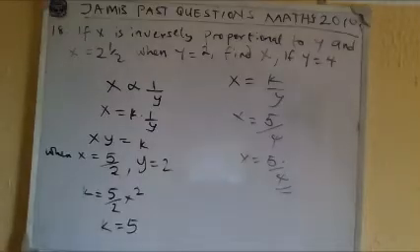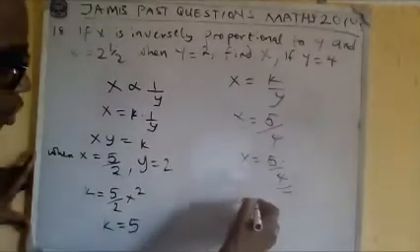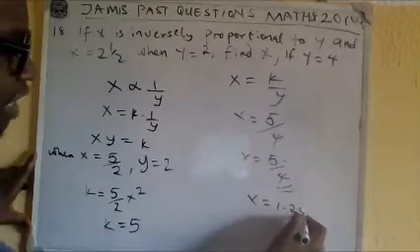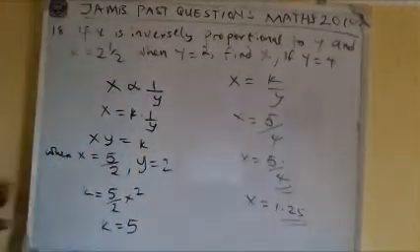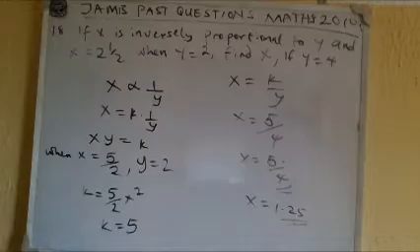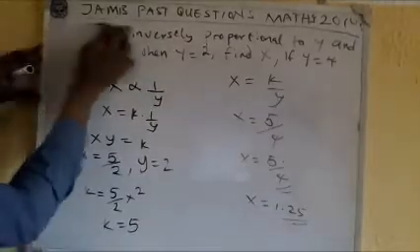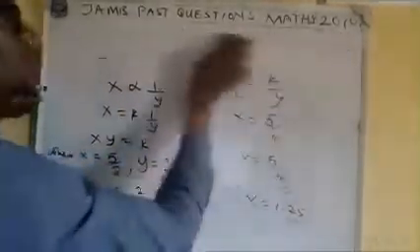I think in the options, they express it as a decimal. So x is equal to 1.25 by the time you divide. That's the answer. Okay. So we'll go to question 19. Question 19, I will write it on the board.